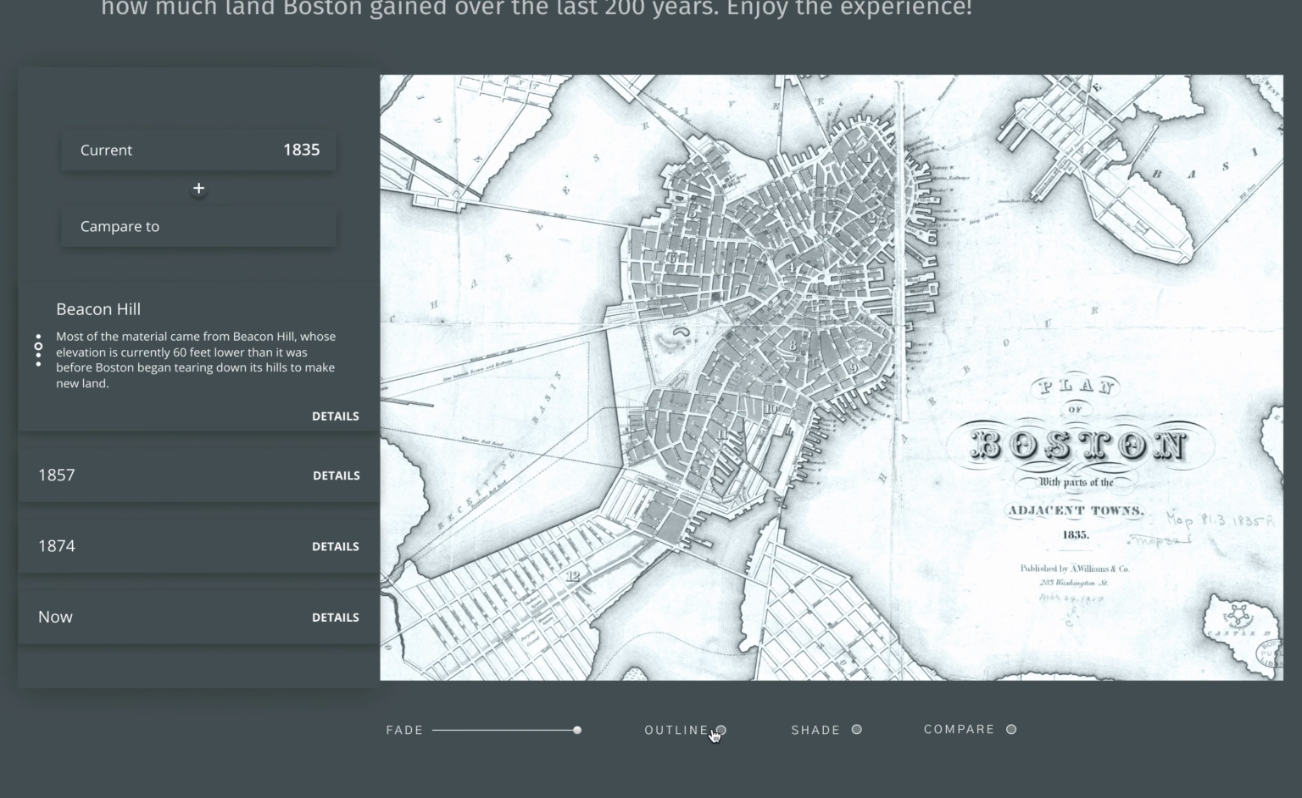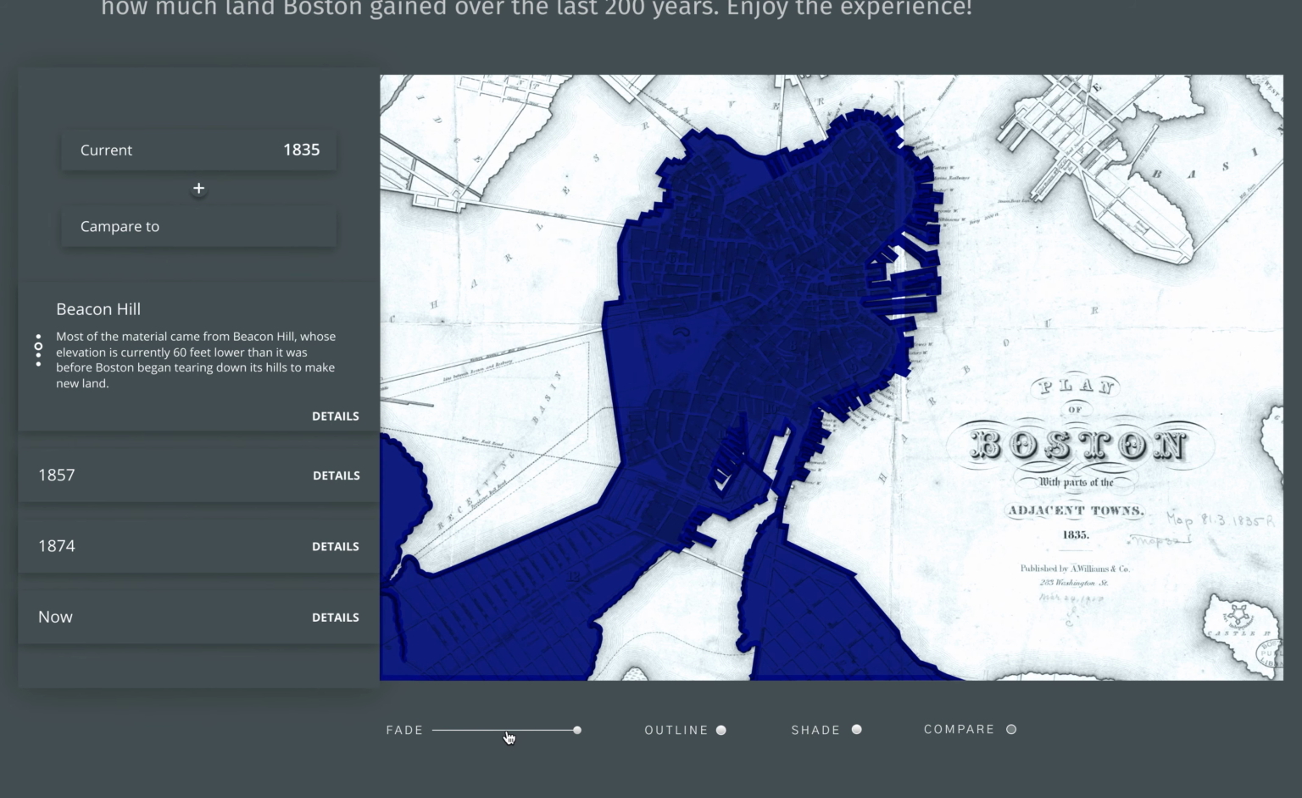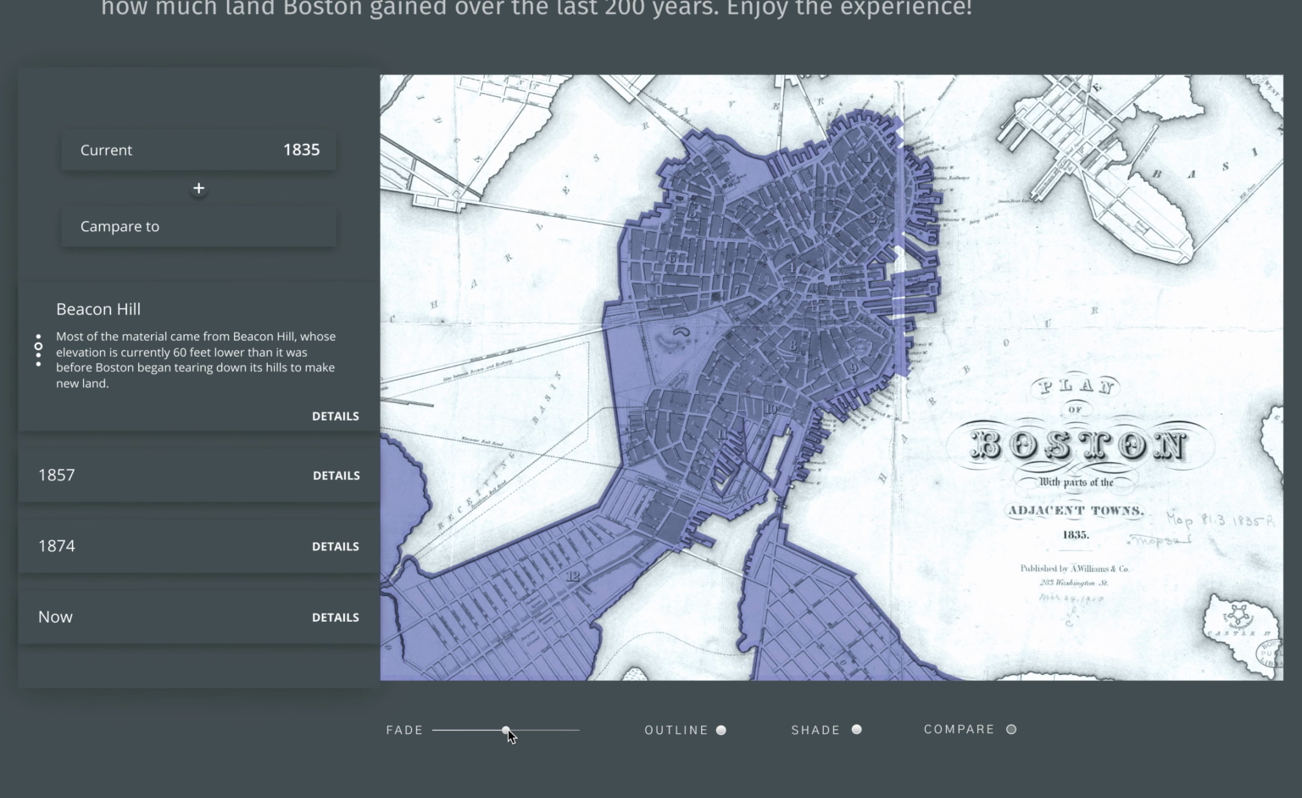The outline button helps you view the edges more clearly with colored outlines. The shade button colors the area you are viewing. This color is too dark. But you can adjust the transparency of the colored area by sliding the fade button left or right. And the compare button keeps the colored or the outlined area on top of other maps so that you have a better idea of how much land Boston gained over the last 200 years.